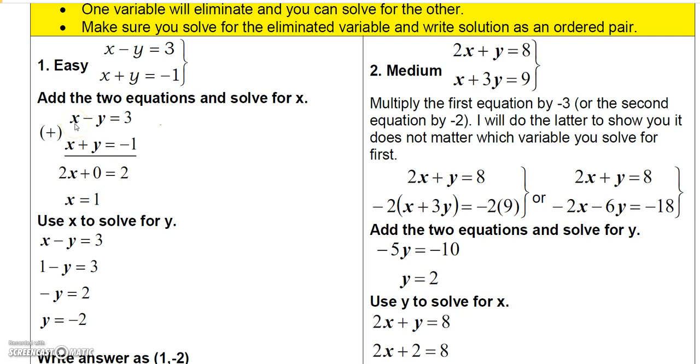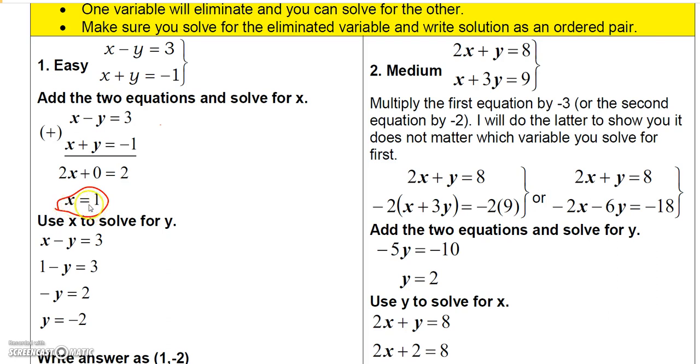So if we add the x's together, we get 2x. If we add the y's together, we get 0, so they just eliminate. And if we add the constants together, 3 plus negative 1 is 2. So I simply get 2x equals 2, and then if you divide by 2, you get x equals 1. And then the second half of it, you probably don't need my help on.